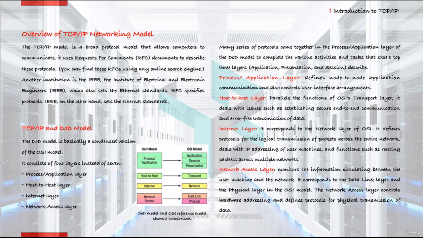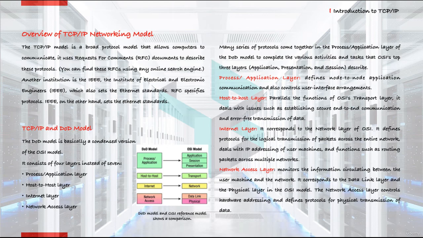Let's look at the TCP/IP and DoD model. The DoD model is basically a condensed version of the OSI model, consisting of 4 layers instead of 7: process application layer, host-to-host layer, internet layer, network access layer. Here we see the comparison of the DoD model and the OSI model. In the DoD model, the first layer is the network access layer, the second layer is the internet, the third layer is host-to-host, and the fourth layer is the process application layer.